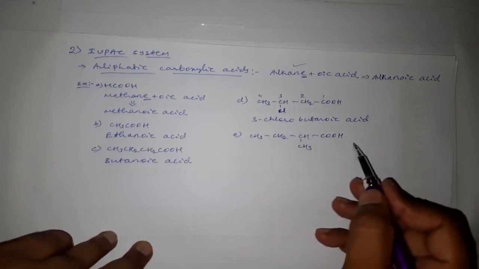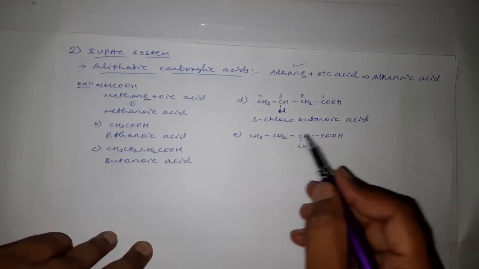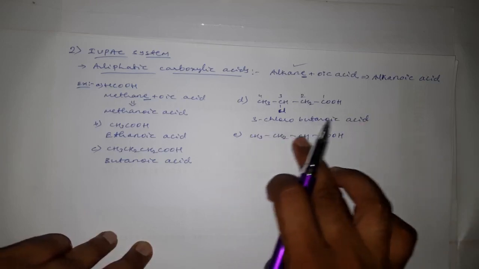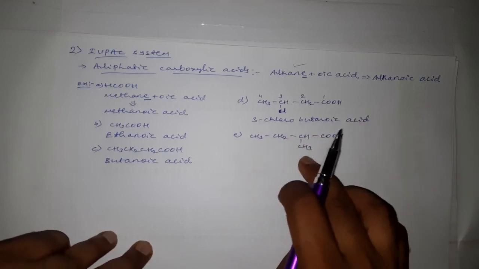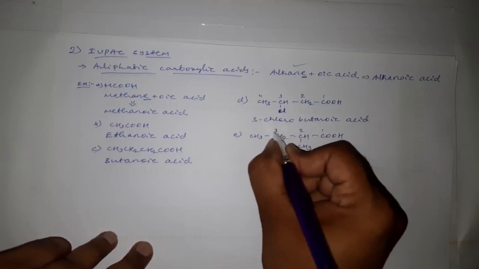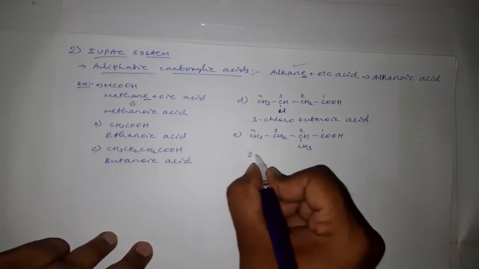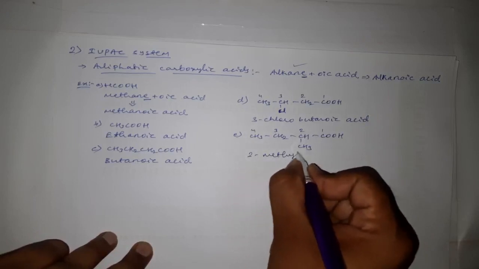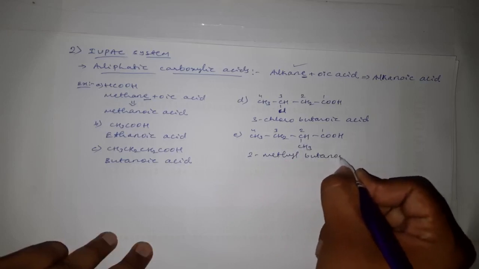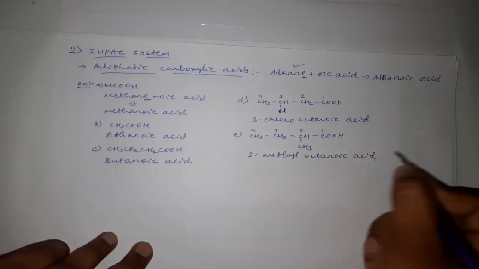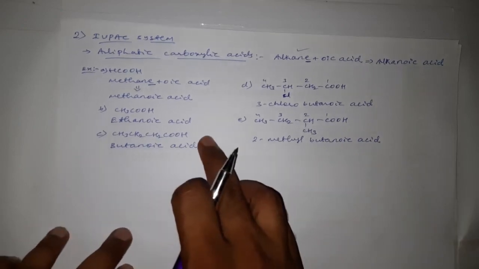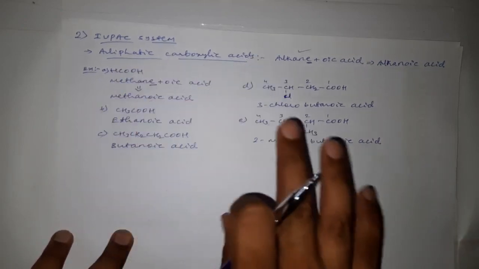Or we can take CH3CH2CH(CH3)COOH. Here also it can be easily observed that it is a derivative of butane. Four carbons are there in the main chain, but here one substituent is there. Therefore we give the numbers 1, 2, 3, 4. On the second carbon one methyl group is there, so 2-methylbutanoic acid.